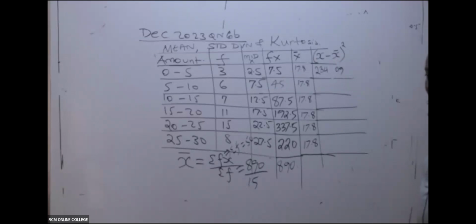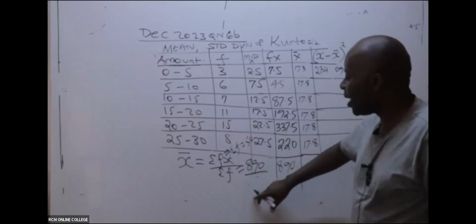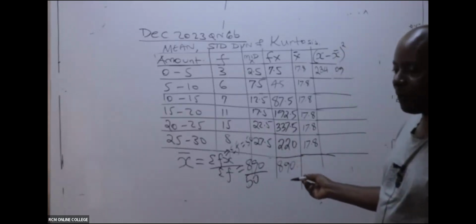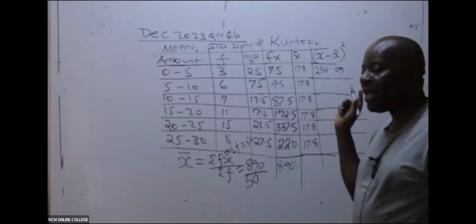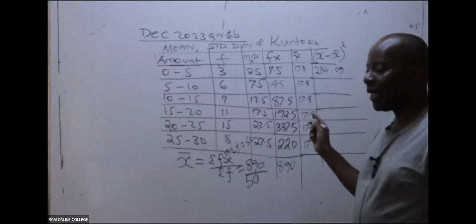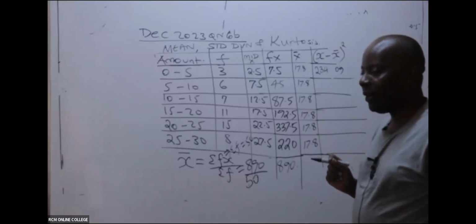I was using 50 instead of 15. I'm really, really sorry. This is supposed to be 50. Please confirm, the sum of frequency is 50, sorry. Please reconfirm the mean. It's 890 divided by 50, not 15. Will the mean remain the same?